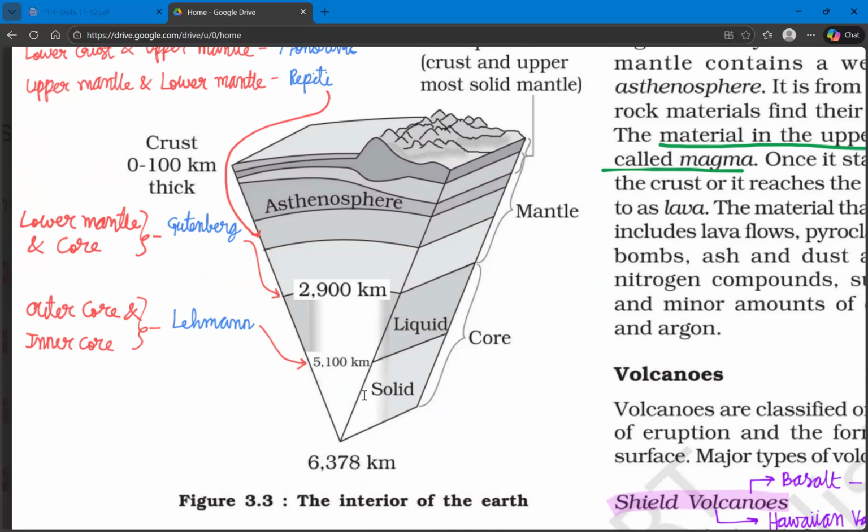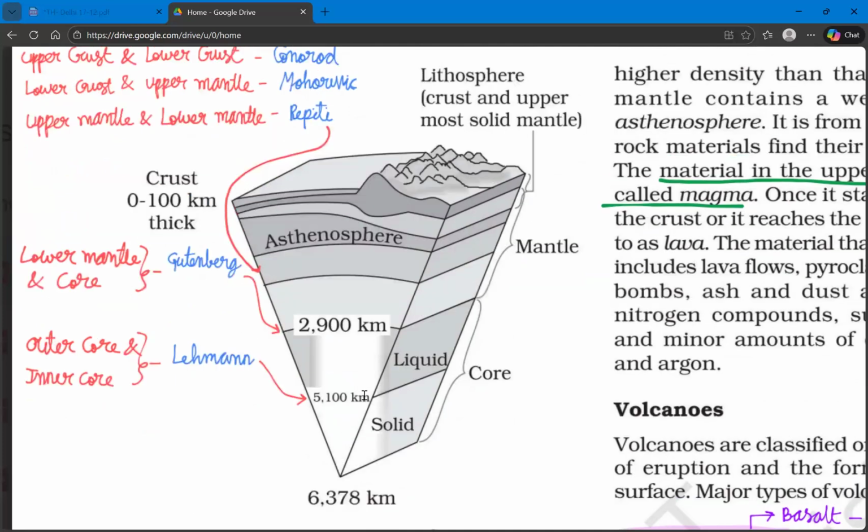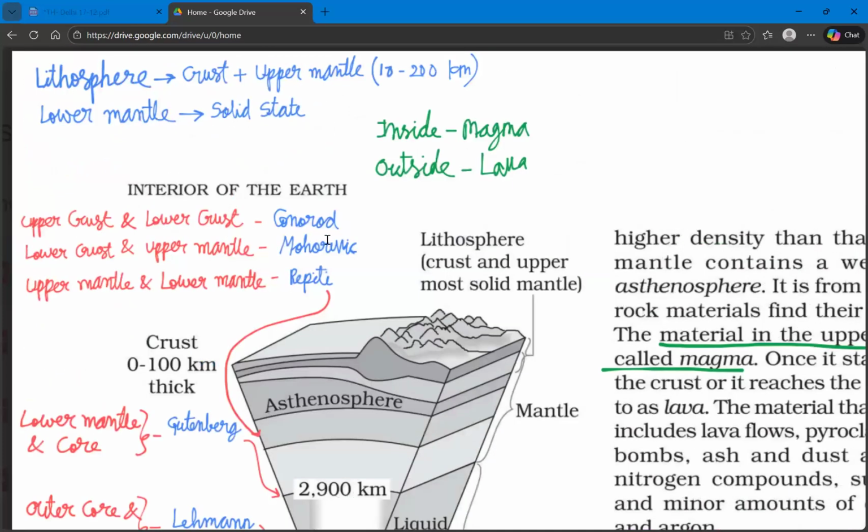Now let's learn the discontinuity names between different sections. The first one we have is Conrad discontinuity. Where is the Conrad discontinuity? It is along the boundary of upper crust and lower crust. Even in crust also we have distinct divisions, that is upper crust and lower crust. And Conrad discontinuity is between upper crust and lower crust. And then we have Moho discontinuity or Mohorovicic discontinuity, which is between lower crust and upper mantle. And the third one is Repetti discontinuity.